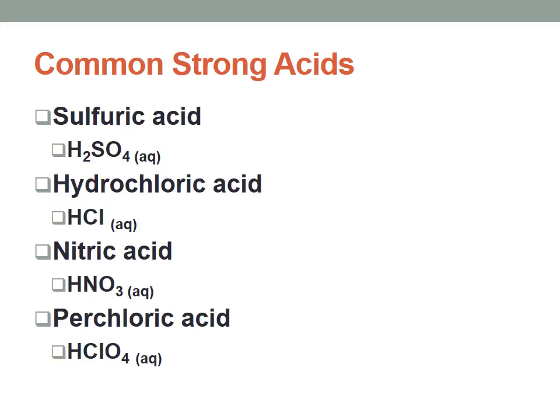Here are some common strong acids, and we've discussed these before: your sulfuric, hydrochloric, nitric, perchloric acid. And you notice that your hydrochloric, nitric, perchloric, they all have one proton. Sorry, these are called monoprotic acids because they only contain one proton. Whereas sulfuric acid is considered diprotic because we have two protons present.